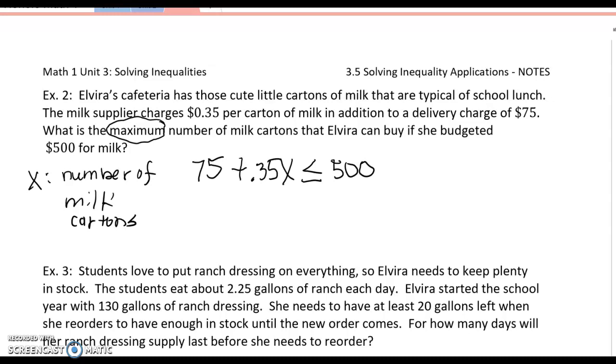All right, so the left side of this inequality is going to represent what we're spending for the milk. All right, so there's that $75 delivery charge. So we're going to add that to what we're actually paying for the milk. Per carton of milk, it's 35 cents, so 0.35. And we're going to multiply that by the number of milk cartons that we order. So the expression on the left represents what we're spending, which is the $75 delivery charge plus the 35 cents times the number of cartons of milk that we order.